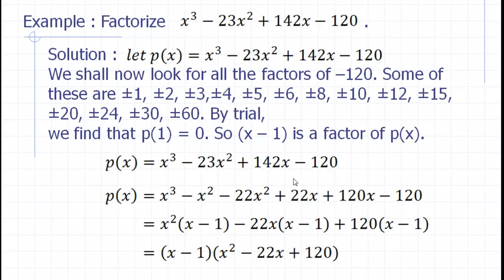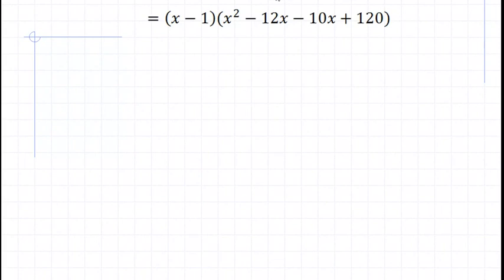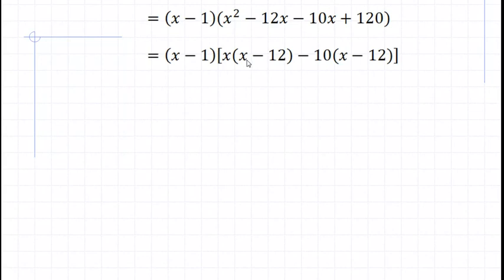Now this cubic polynomial is split into two parts. First is linear and second is again you are getting quadratic. Now this quadratic polynomial you have to factorize just the same as by the splitting middle term. So this middle term is written as minus 12x minus 10x. Why? Because 12 tens are 120. Now take the common in this. You will get the other two factors, x minus 12, x minus 10, and x minus 1 was the first one.